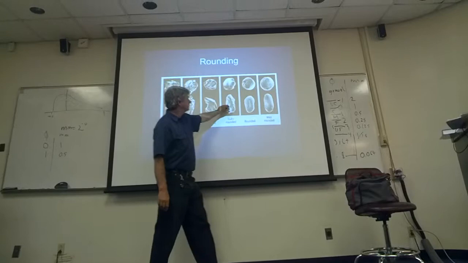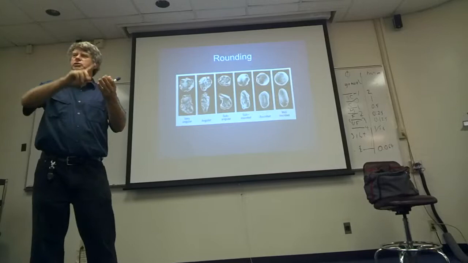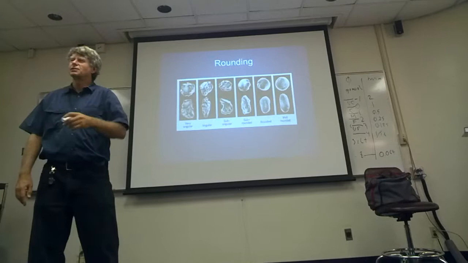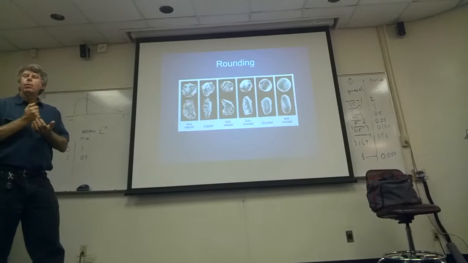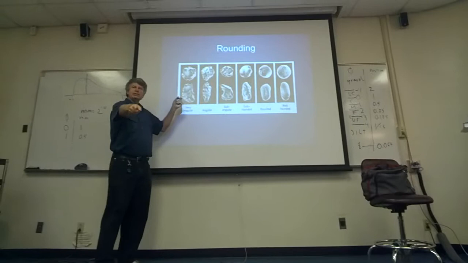And typically, we just throw all of this together. It's a well-rounded, moderately well-sorted, coarse-grained sandstone. You can just string all those adjectives together and get it. Any questions? Why do we care about rounding? The distance from the origin? It tells us stuff about it. So, for example, angular tells you short distance from origin. What else? Anything else you guys can think of?